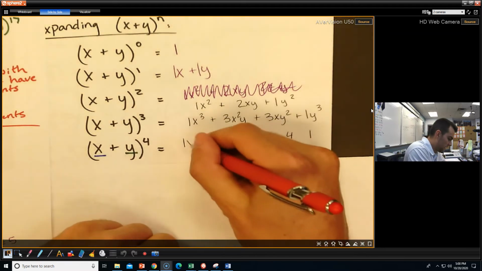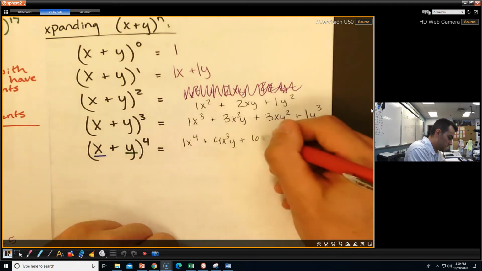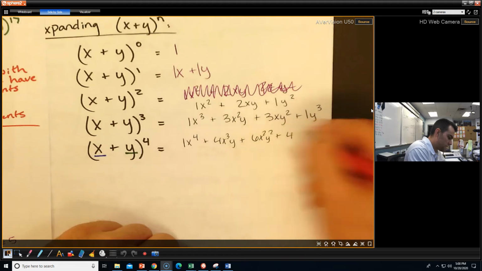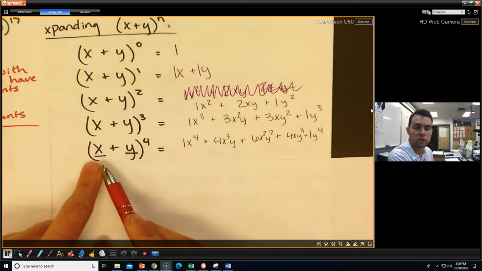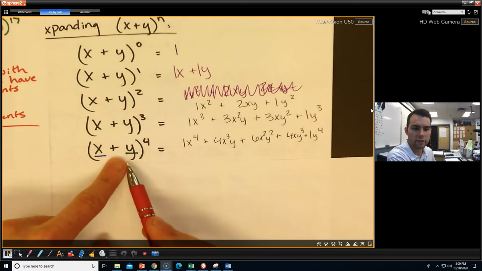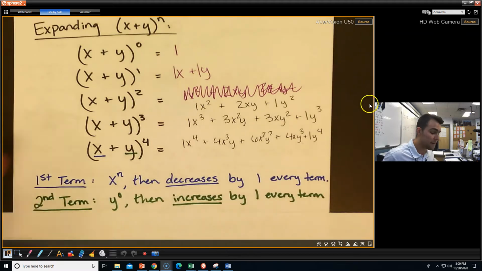Well, it's going to be x to the fourth plus x cubed y plus x squared y squared plus x y cubed plus y to the fourth. Okay, so how am I actually getting those? Well, I underlined my first term in blue and my second term in green, and I'm going to show you what's going on with that pattern.